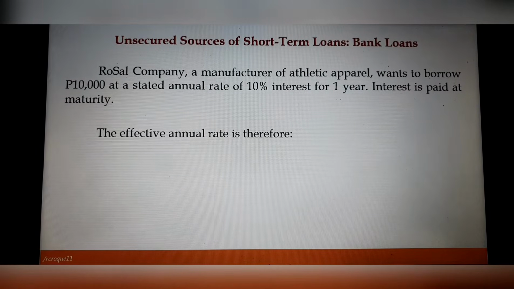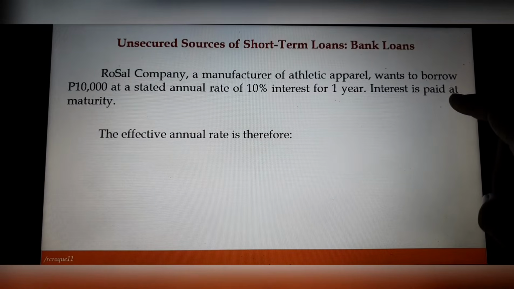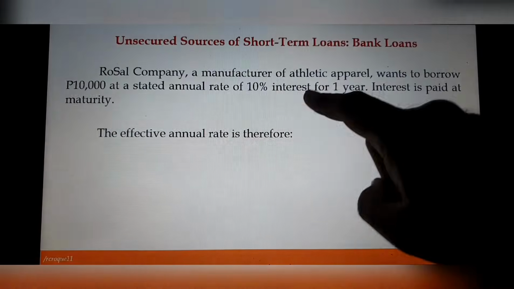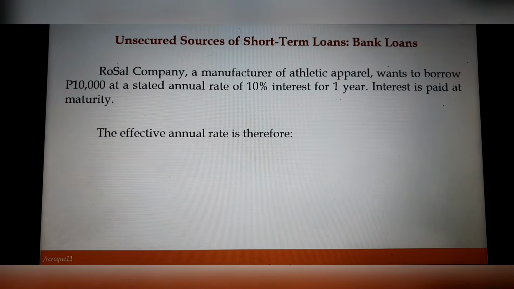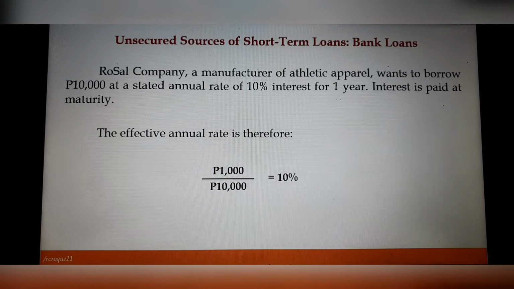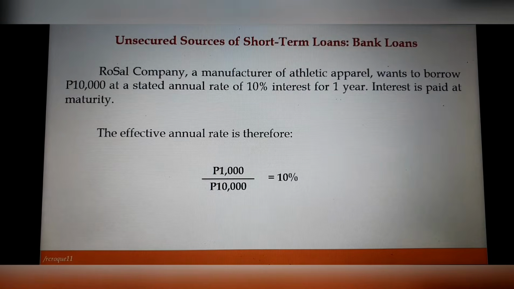For an example, so we have a Rosal company, manufacturer of athletic apparel, wants to borrow 10,000 at a stated annual rate of 10% for 1 year. The interest is paid at maturity. Therefore, ang marireceive ni Rosal nung nag-loan siya ay 10,000. So, ang proceeds natin or denominator is 10,000. So, ang interest natin is 1,000. So, the effective annual rate is therefore 10%. Just the same with your nominal or stated rate.